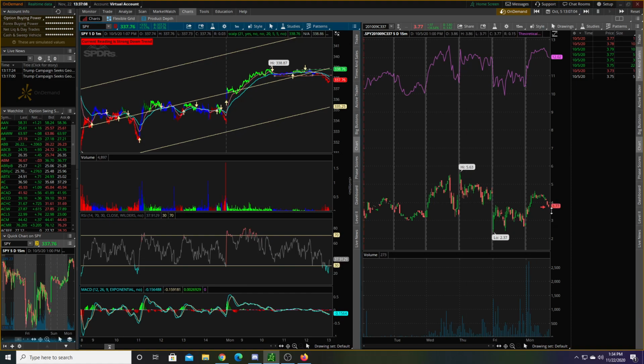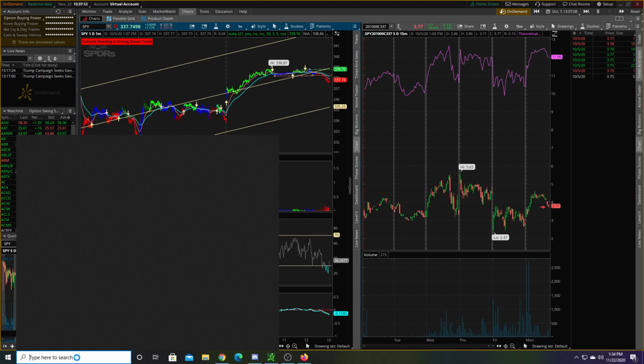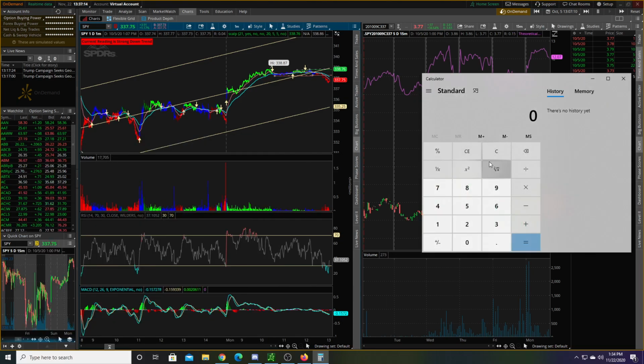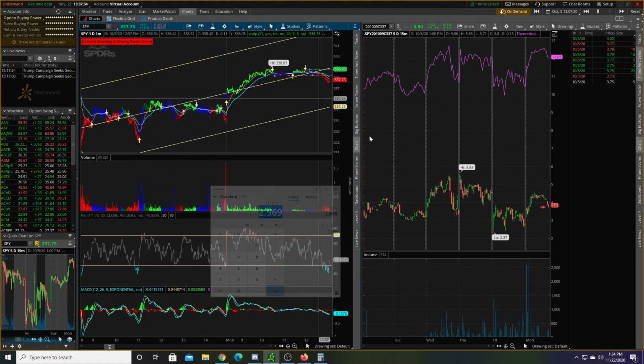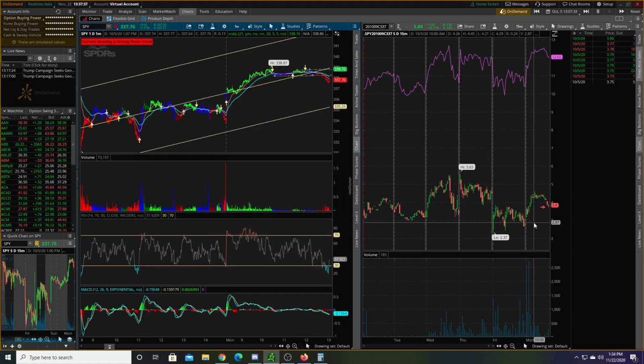So we'll say we got in here at 3.77. So if we go here to our calculator, 3.77 times 0.3, 1.13, minus the 30% stop loss. So our stop loss would be set at 2.56. So we'll go ahead and draw it out here.